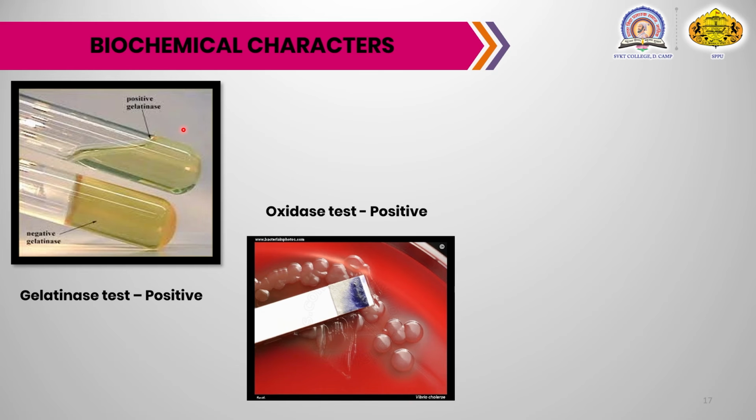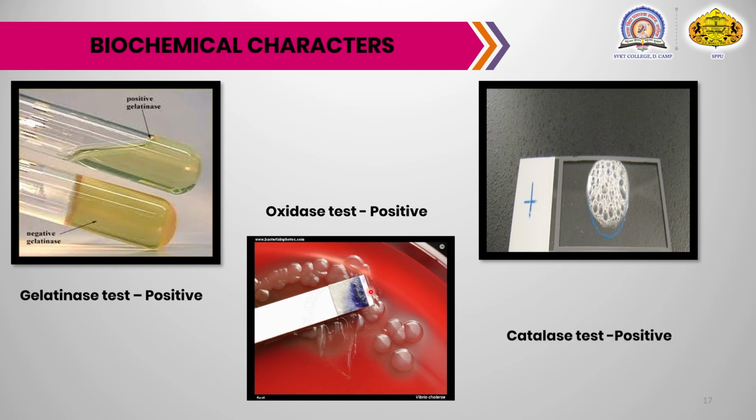Then the second character is that the organism is oxidase positive. The organism has a tendency to produce oxidase enzyme and it results in formation of purple color when the colony reacts with your oxidase reagent. Along with that, the organism is also catalase positive. So when a culture of Vibrio cholera is mixed with H2O2 solution, then there is an effervescence of oxygen and it indicates that the test is positive. So the organism is your catalase positive.